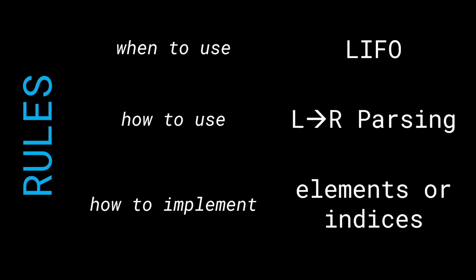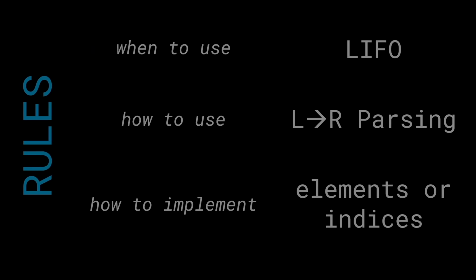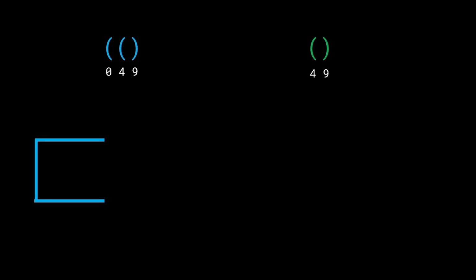And the third one is how do we implement this? In this case, it is better to use indices instead of elements. Okay, because we did a filtering out operation, which means that indices are going to be the way to go. All right, so let's go ahead and get that input set up.